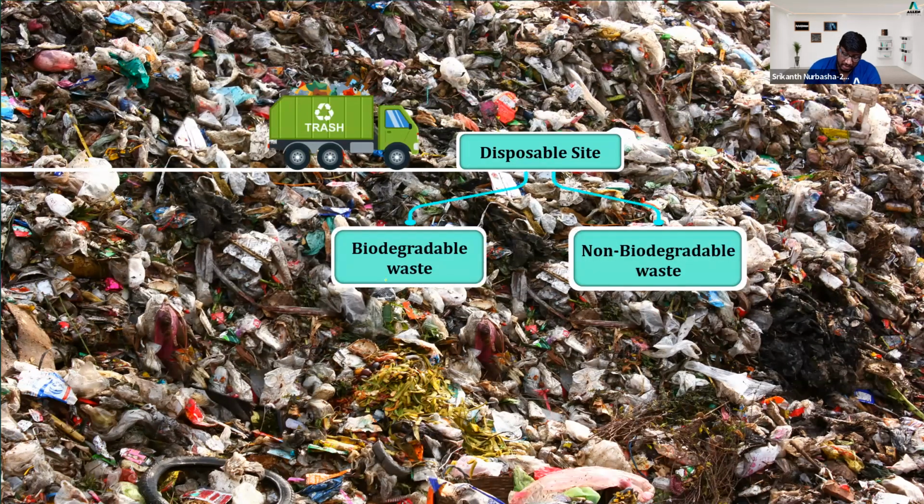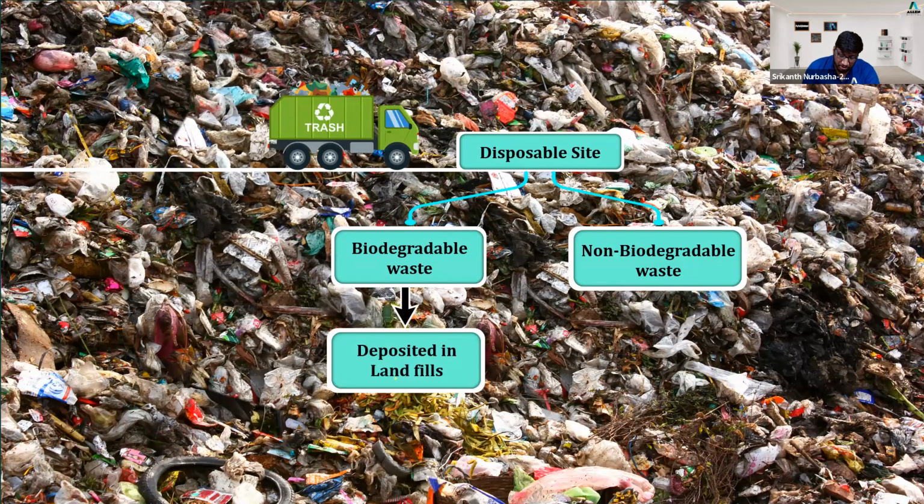Disposable waste is of two kinds: biodegradable waste and non-biodegradable waste. Biodegradable waste you deposit in landfills, and it will degrade into compost. Non-biodegradable waste means you have to think of a way to recycle it. If it is non-biodegradable, what's the point of keeping it in the landfill? It won't be getting degraded easily. So you have to keep that in the recycling process.